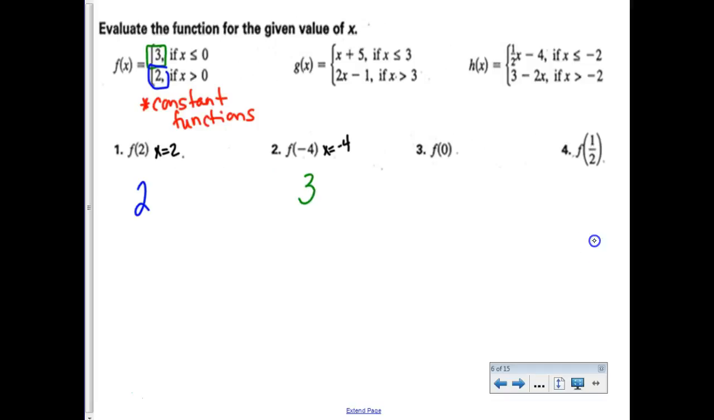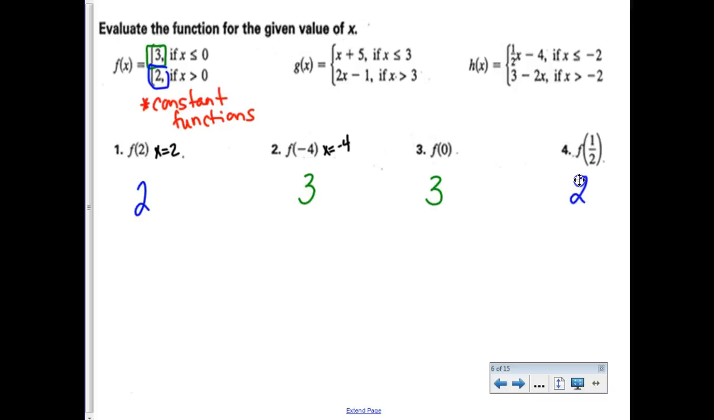How about exactly at 0? Top function or bottom function? Top function again. So again, normally I would have you plug in, but boring, 3. And then 1/2. Bottom function, 1/2 is greater than 0. So normally I would say plug in the 1/2. A little boring because it always comes out to a 2. That was a very special circumstance of you having a constant function.